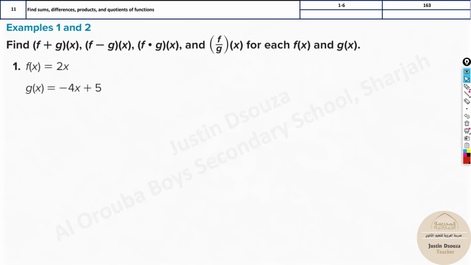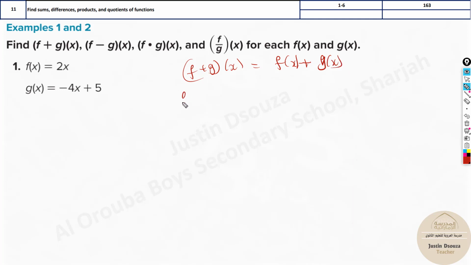Let's do a problem over here. They're all simple and straightforward. The same method is followed. Here, this one is given as f plus g of x. What does this mean exactly? It means it's f of x plus g of x.